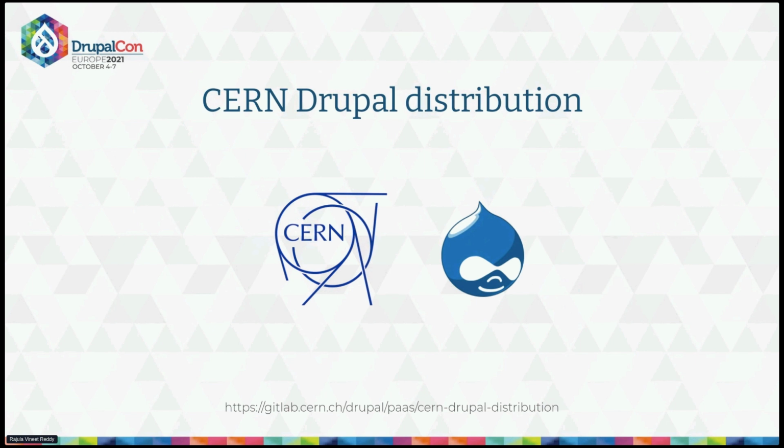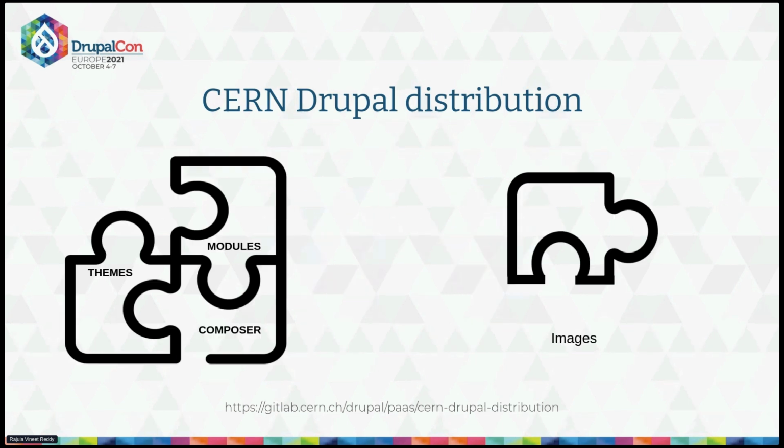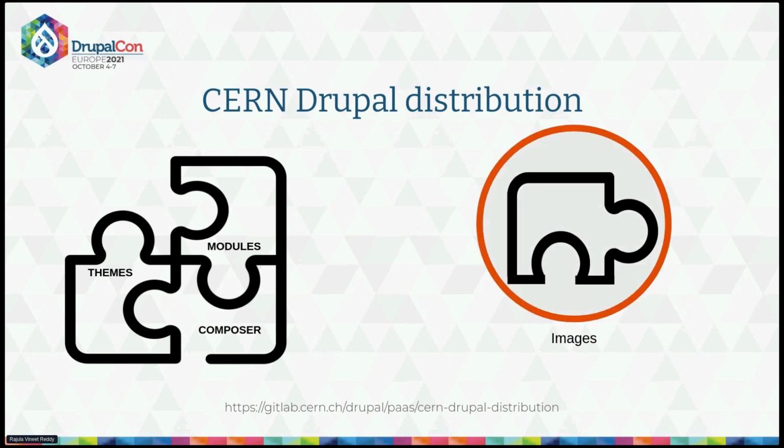Hello. So first of all, we're going to talk about the CERN Drupal distribution. This is one of the core modules of our new infrastructure. So our Drupal distribution is overall not that different from any common Drupal distribution. We have Composer, we have our own modules, we have our own themes, and we have our own images. But I want to focus on the images. So what do we have special on our images that is not commonly used?